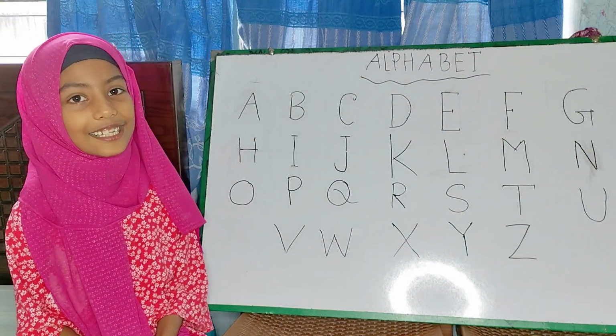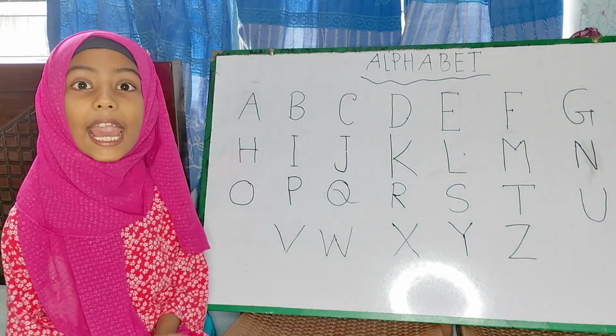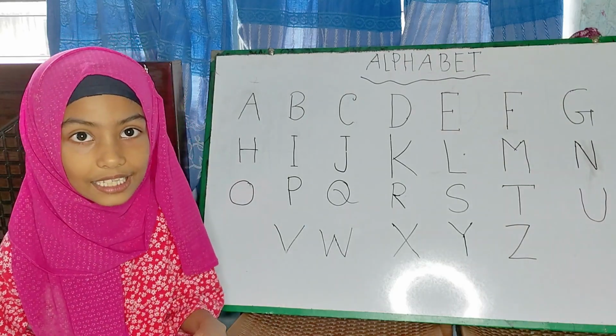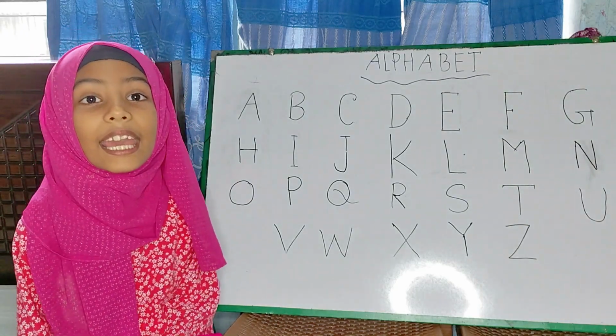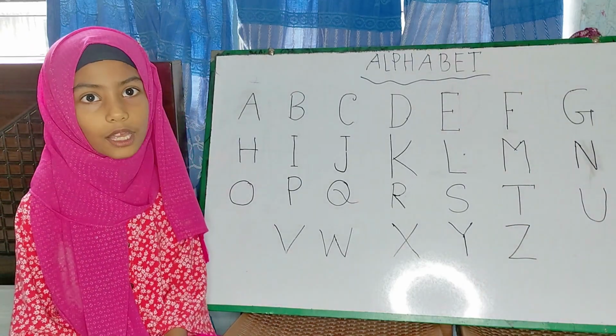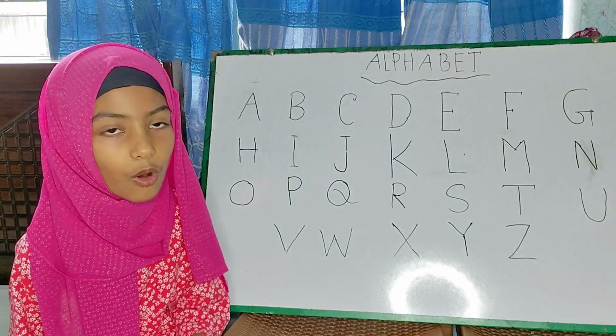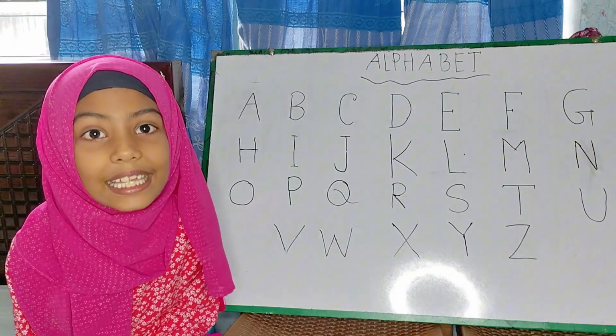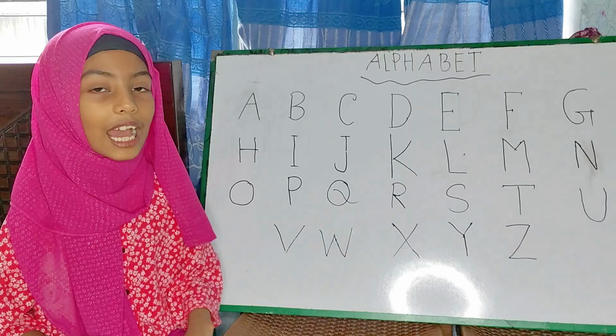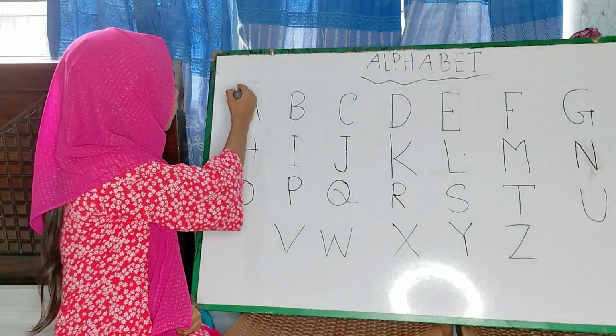So let's get started. The first one is A. We pronounce it like A. No A from now on. It would be A. I'm circling this letter.